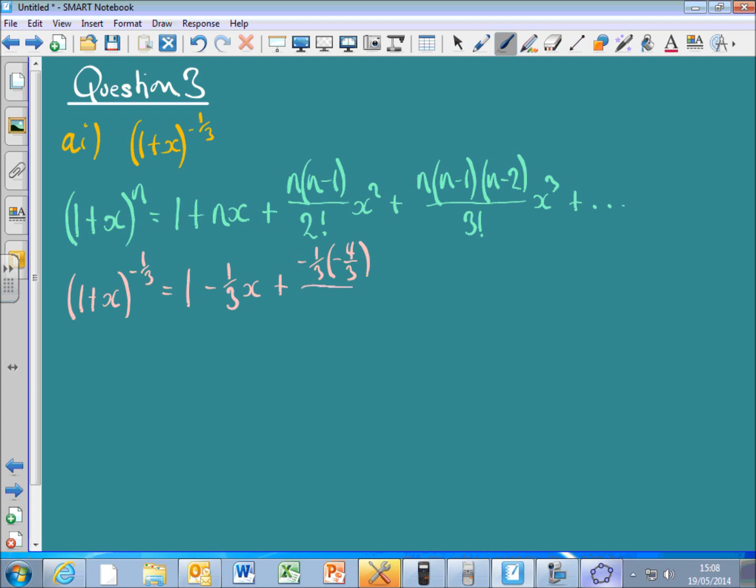Is everyone happy with that? Okay. And then on the bottom, I'm going to have 2 factorial, which is just 2. It's 1 times 2. And then I've got x squared, and it only wants me to go up to there, so it's dot, dot, dot. Okay. So I'm just going to tidy this up. I've got 1 take away a third x. Now what do I get on the top here? The negatives are going to cancel, so it's going to be positive. I'm going to get 4 ninths over 2. So that's going to be 2 ninths.